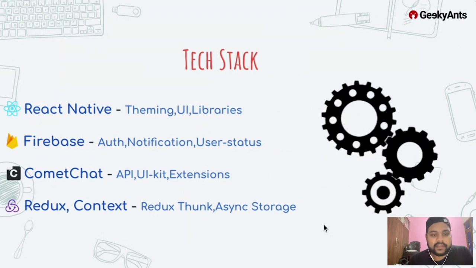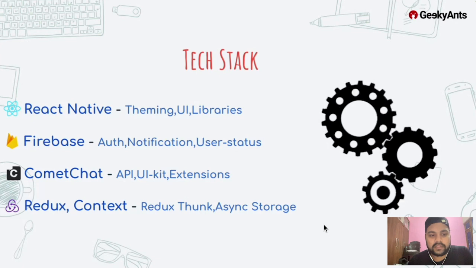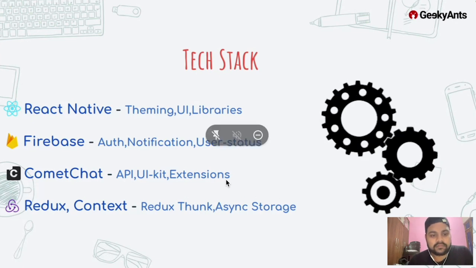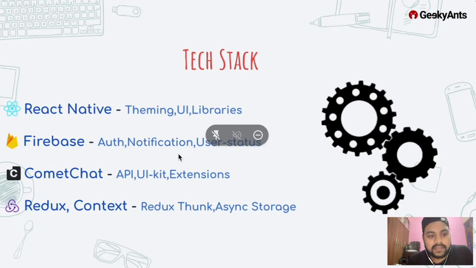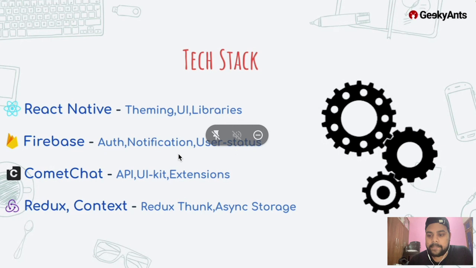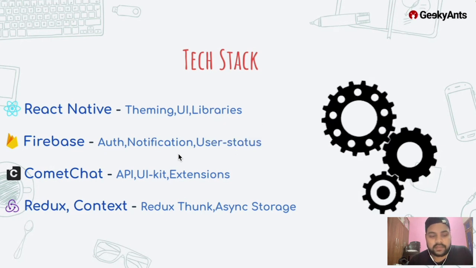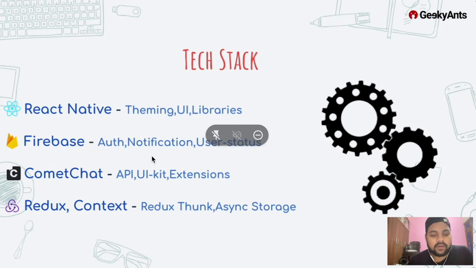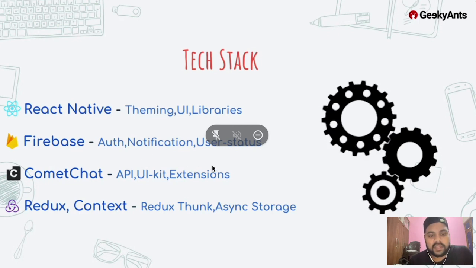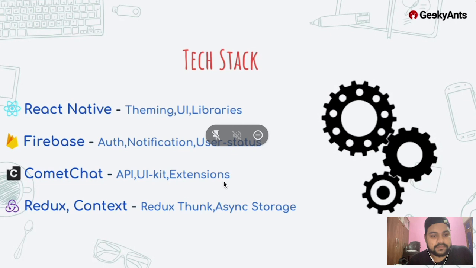So first one is React Native. This whole application is based on React Native. All the UI components have been made with the help of React Native. We have used theming, UI components, and libraries, some third-party libraries also. And the second one is Firebase. In authentication, when we authenticate yourself, we have to store the data. So we use Firebase, and for notification also, and for storing images of user status, we use Firebase.